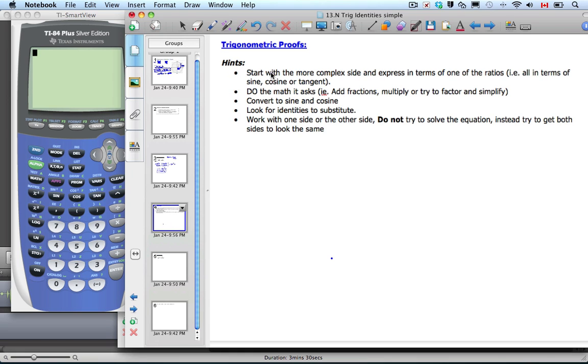Some of the hints that are good: you start with the more complex side, expressed in terms of one of the ratios. So put them in terms of sines and cosines, typically. Do the math it asks is a good thing, so you either add the fractions, or you multiply, or you try to factor and simplify. Sometimes you want to convert to sines and cosines. You look for some of your identities, like tangent is sine over cosine, or cos squared plus sine squared equals 1, to substitute. And you work on one side or the other side. Do not solve the equation, because that's not what you're trying to do. You have to work on one side and then go to the other side.